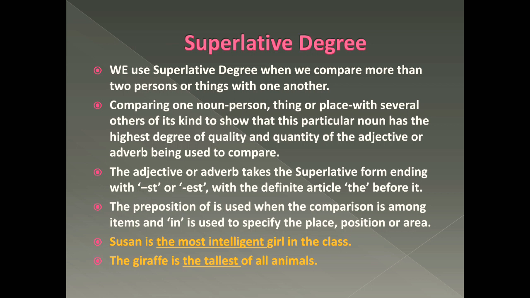The preposition of is used when the comparison is among items and in is used to specify the place, position or area. For example, if you say Susan is the most intelligent girl in the class, that means in the class Susan possesses the highest intelligence power. That is why to draw comparison between Susan and other girls we have used superlative degree. In the same way, the giraffe is the tallest of all animals.